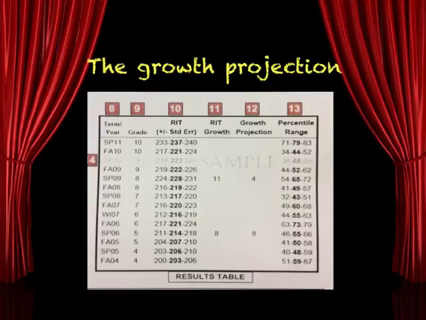The growth projection assumes that your child will continue on a path toward growing based on previous history. If this is your child's first test, you probably won't see a growth projection. The computer uses all of this information with the RIT to say how many points your child should grow if they continued on the same path.